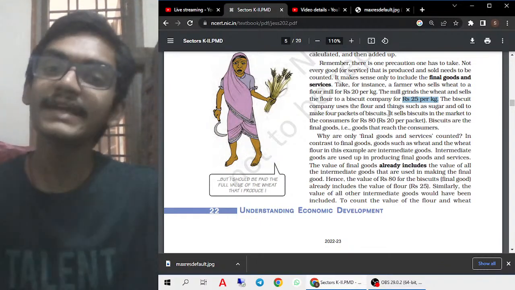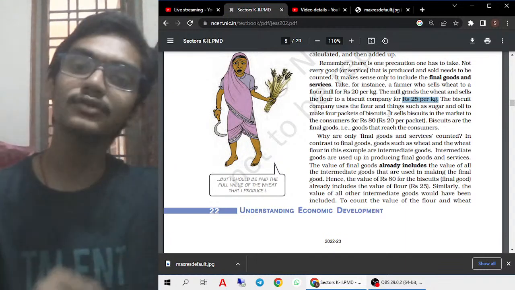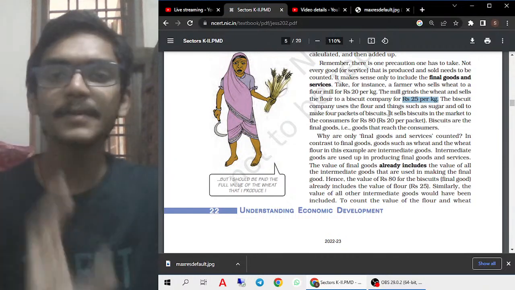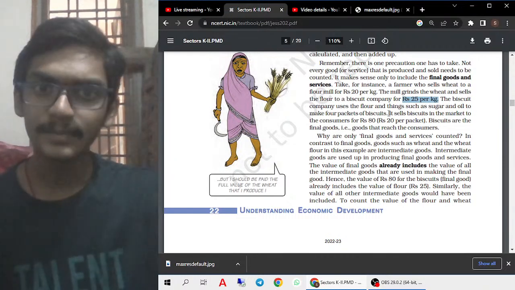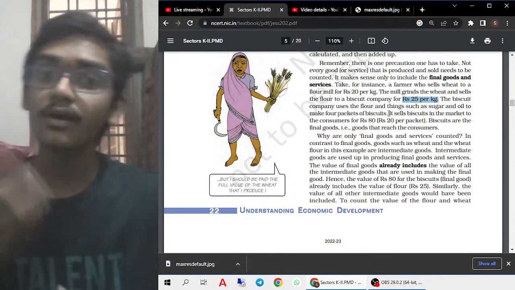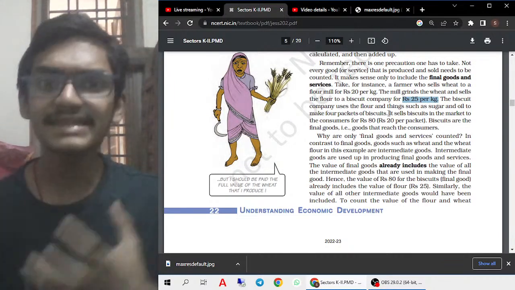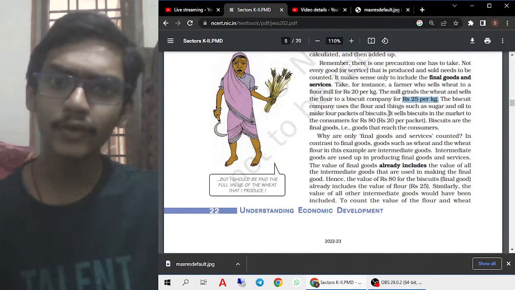Okay. So why only final goods? Because in the final goods, the entire cost of all these intermediate goods is already included. If you include all those intermediate goods, the cost of the product will exceed very much. And also it feels like we are considering the same products again and again.